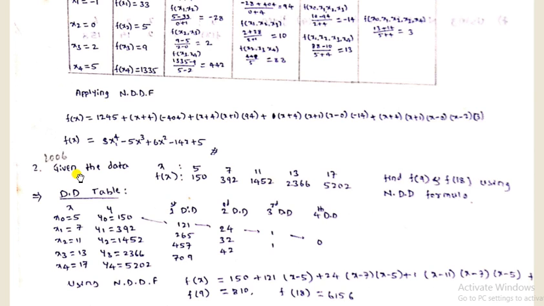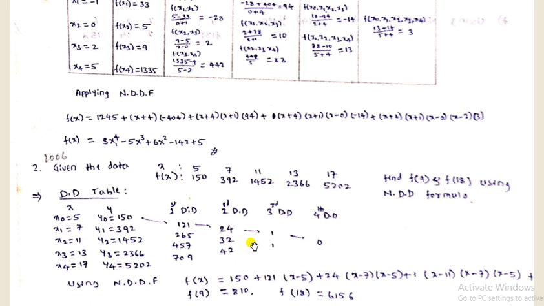Then the second example. Given the data, here the values of x and f of x are given. Calculate f of 9 and f of 18 using Newton's divided difference formula. Solution: our first step is preparing the divided difference table. Write the first column and second column values and calculate f of x0 x1, f of x1 x2, f of x2 x3 etc., and calculate the first divided difference, second, third, up to the fourth divided difference.